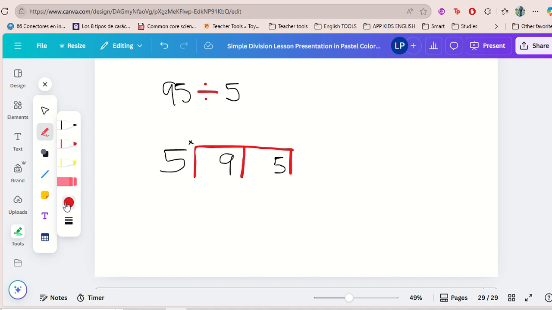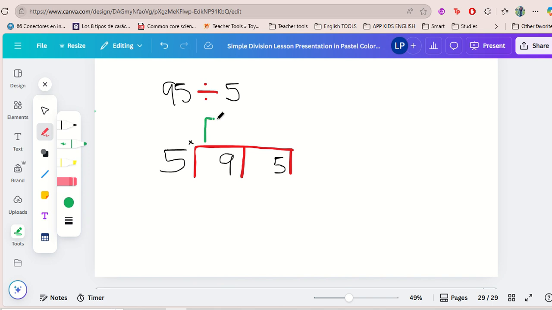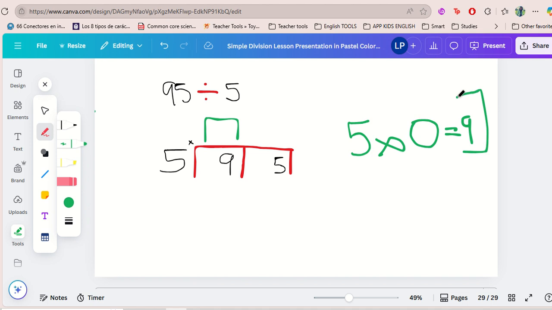And I'm going to start now. 5 times which number gives me 9? Is that possible? What do you think? No, teacher, it's not possible because in the table of 5 we don't have a multiple that is 9. So which number is closer to 9? Remember, not bigger than 9, closer. It could be 8, no, impossible. 7, impossible. 6, impossible. 5, yes, 5.